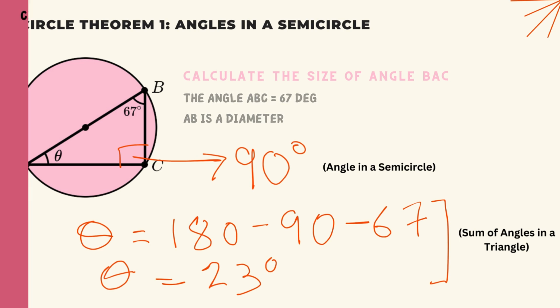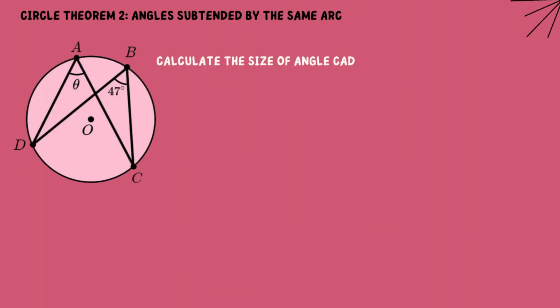Let's move to our next problem. Given is a circle with center O. CD is an arc of the circle which subtends angles CBD and CAD. We are supposed to find the size of the angle CAD.